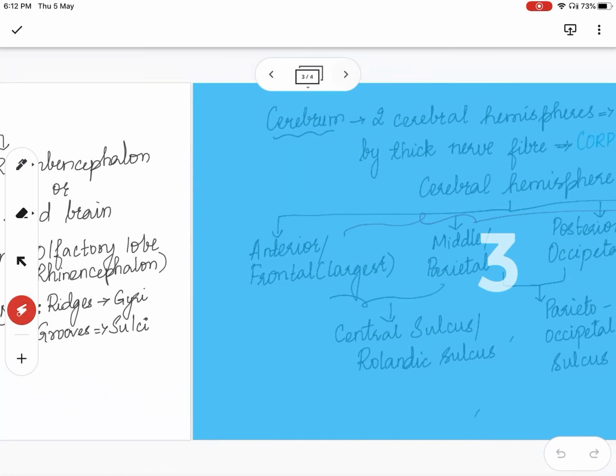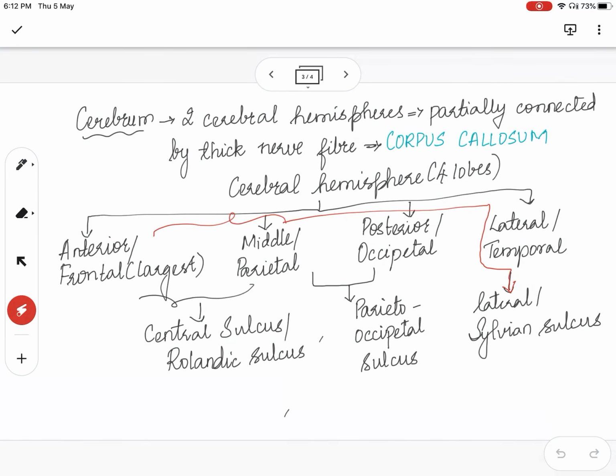If you look at the notes I've mentioned over here, I'll repeat it once again. Frontal and parietal are separated by the central sulcus or Rolandic sulcus. Parietal and occipital are separated by the parieto-occipital sulcus, and temporal is separated from frontal and parietal. I've used a different color to make you understand. That is called the lateral or Sylvian sulcus. Okay, this is a major part that you have to remember.